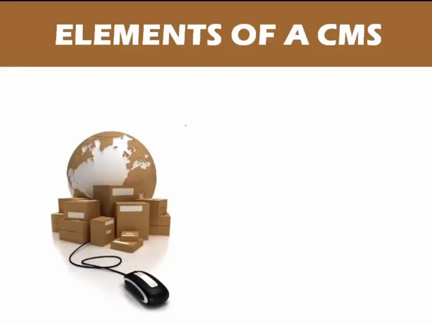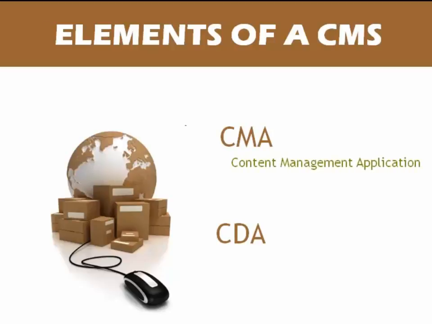Elements of a content management system. Every content management system, of which Joomla is an example, has two ends or two elements: the content management application, that's the CMA, and the content delivery application, CDA. The CMA is the content management application. It is where you design your websites. Only the owner of the site and the administrators of the site have access to the content management application, because that is where you can design and make changes to your sites. The content management application is also known as the back end. That's like the backyard.